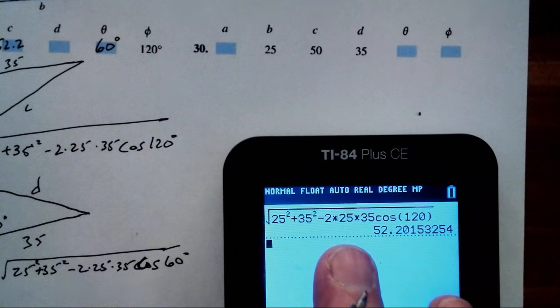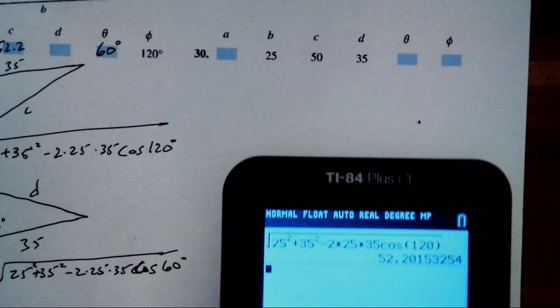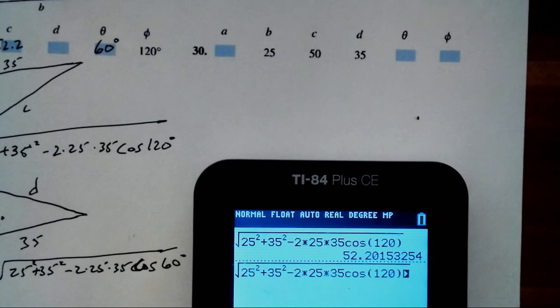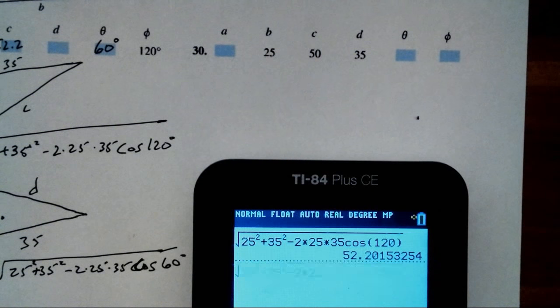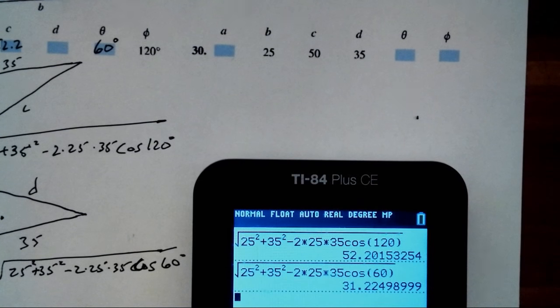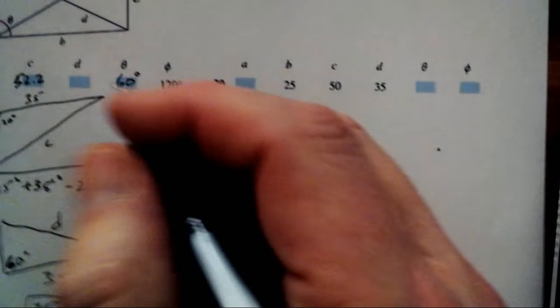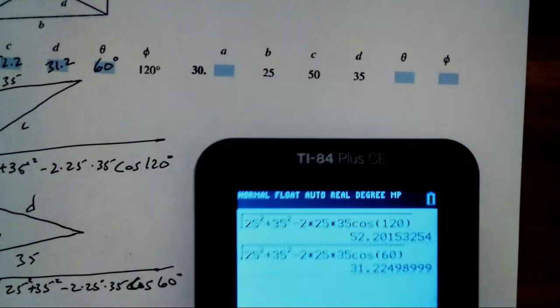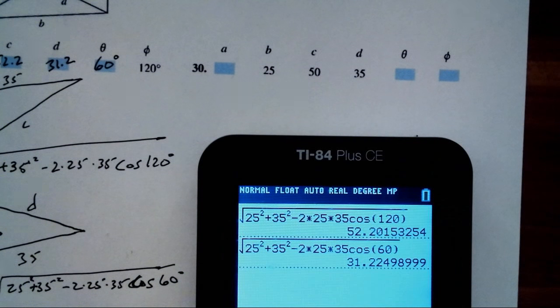So I could probably go up and grab this other one and just do a quick conversion on it. I could go second enter. What really needs to change is just that 120, I believe. Just needs to be a 60. Does that look right? And we get 31.22. And there we have it.